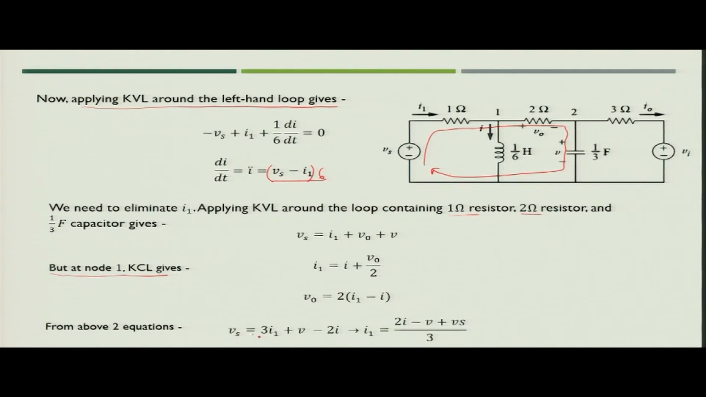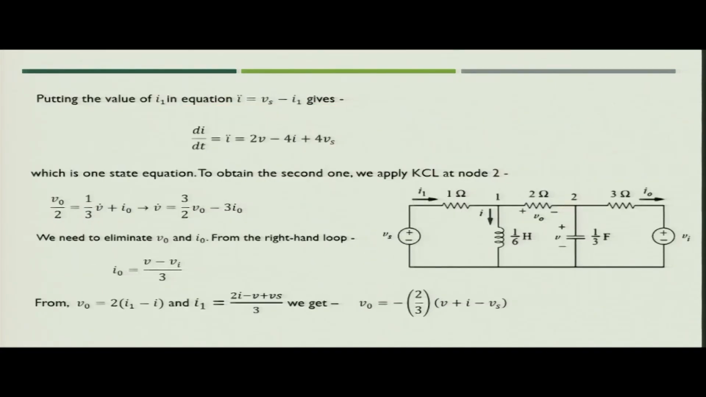So, we will get Vs is equal to 3 I1 plus V minus 2I, or simply you get I1 as 2I minus V plus Vs by 3. So, you get now I1 in terms of the other components. In this way we can eliminate the I1 from the equation.